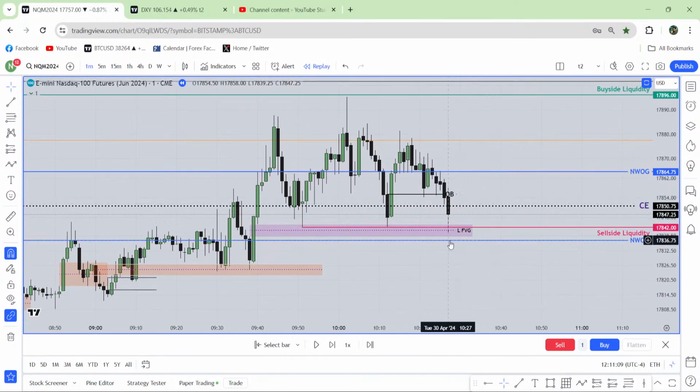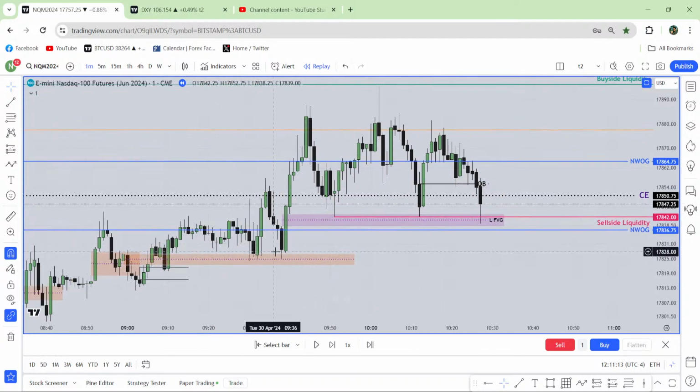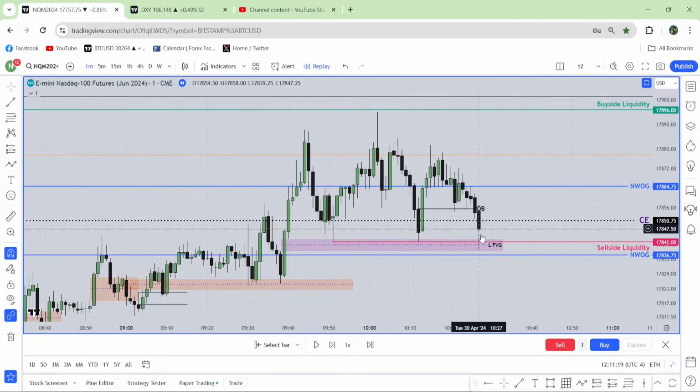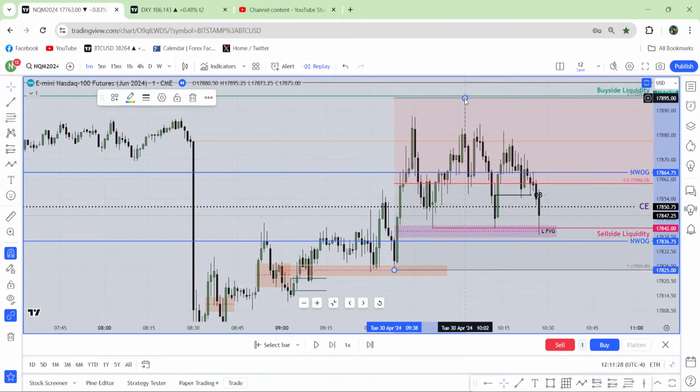Is that an immediate reaction? Market has taken the sell side liquidity. Market structure shift, fair value gap. Immediately market came until that last fair value gap. Now it is going to take that buy side liquidity. No, brother, it is not working that way, but at the same time it is actually in deep discount.